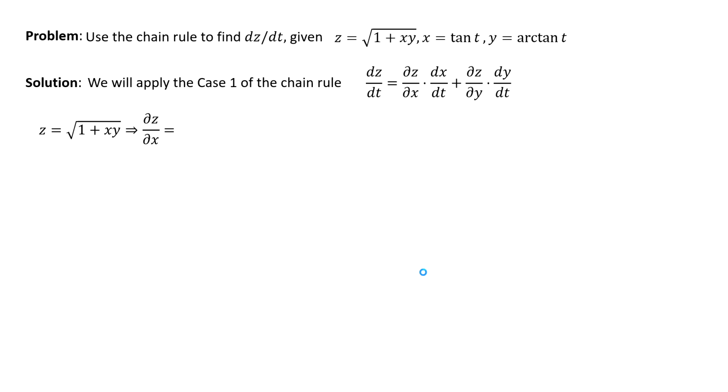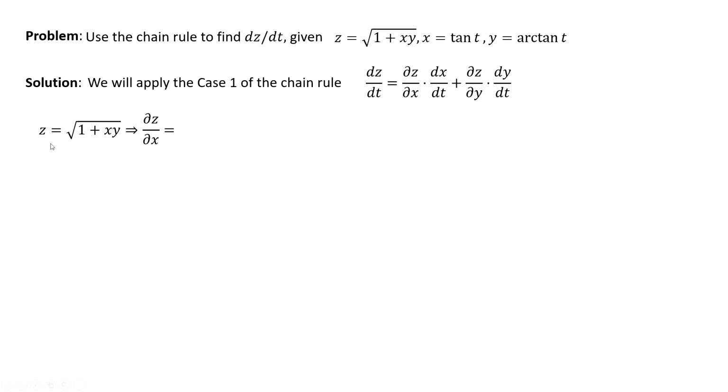z equals the square root of 1 plus xy. So, partial z with respect to x. I somehow ask students to memorize the derivative of square root of x. If I say y equals square root of x, what's dy/dx? 1 over 2 times square root of x. 1 over the quantity 2 times square root of x. That's a good one to memorize.